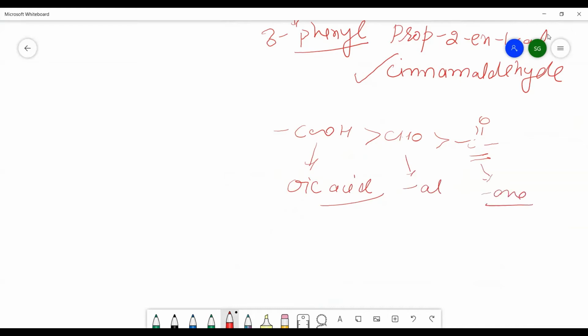...when they will be taken as a suffix. But whenever the CHO is present along with CO, so CO will become oxo, means as a prefix. And CHO when present along with the COOH, that will become formyl. Now we will see how you can apply these rules in the various compounds.